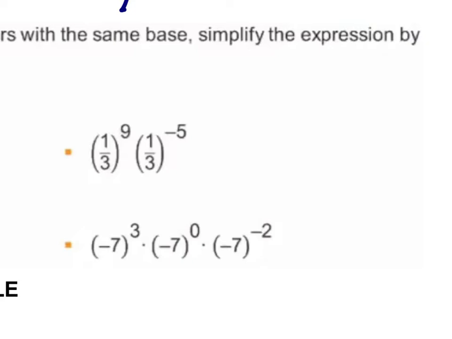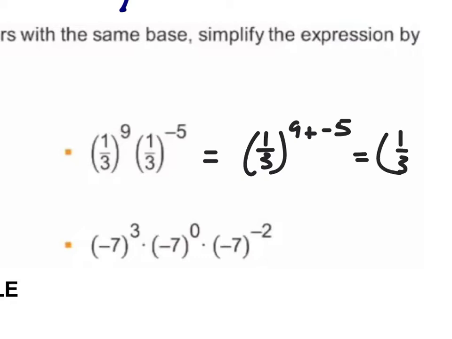Now you can have negative exponents and zero exponents as well. Since I have 1/3 to the 9th times 1/3 to the negative 5th power, to simplify this, all I have to do is take 1/3 and raise it to the 9 plus negative 5 power. That's really 9 minus 5, which gives me 1/3 to the 4th power. I'm just going to leave it like that. You can evaluate that if you want, but we don't need to.